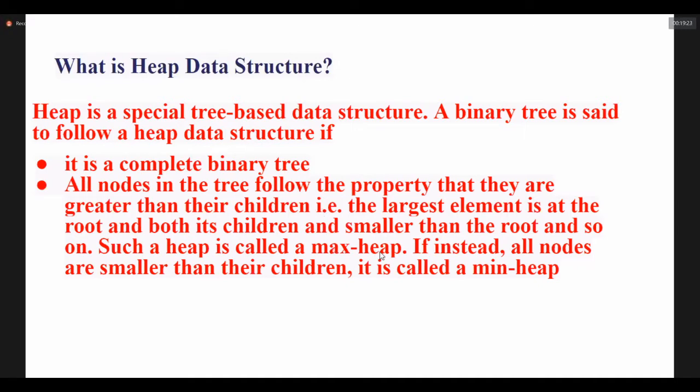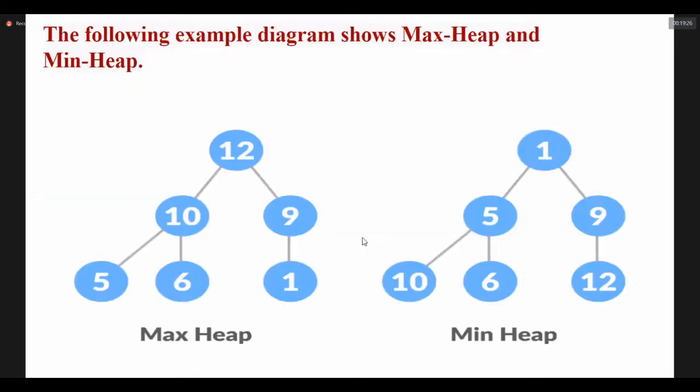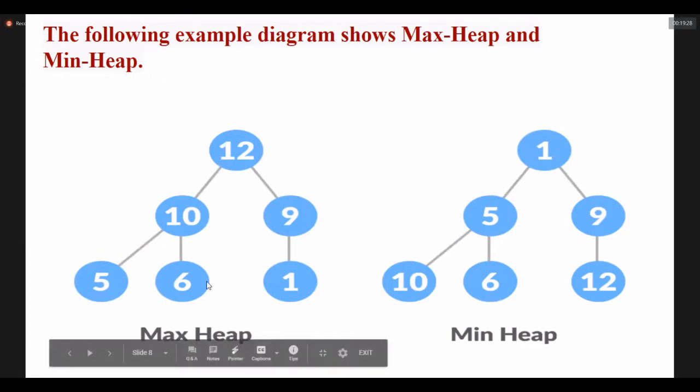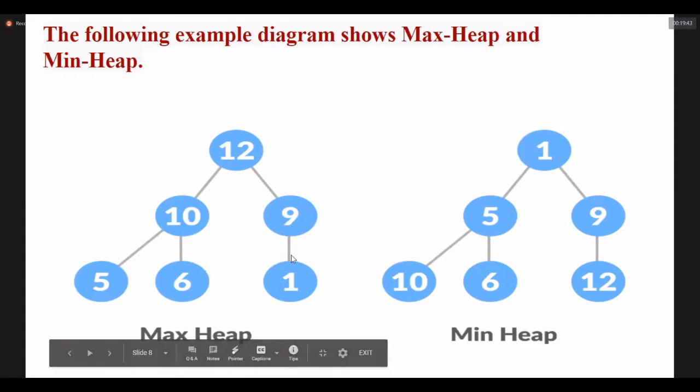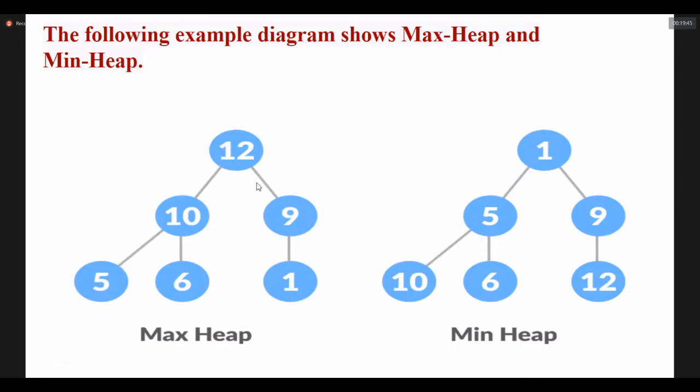Min heap means they are less than their children. See here, the first one is the max heap. Here, the children of 12 are less than 12. 12's left child is 10, right child is 9. 10's left child is 5, right child is 6. Both are less than 10. 9's left child is 1, which is less than 9. So here the roots have values greater than their children. That is called a max heap.